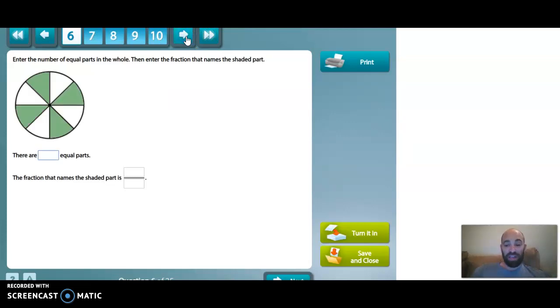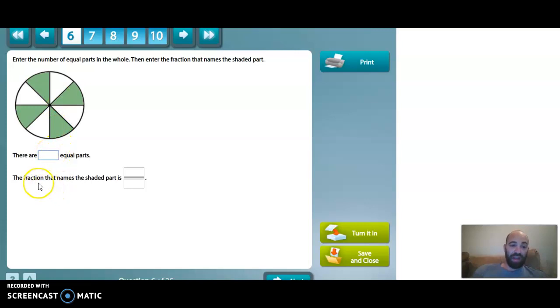We're in our fraction section here. Number 6, enter the number of equal parts in the whole. Then enter the fraction that names the shaded part. All right, so the first question. Enter the number of equal parts. How many equal parts are there? There are blank equal parts.